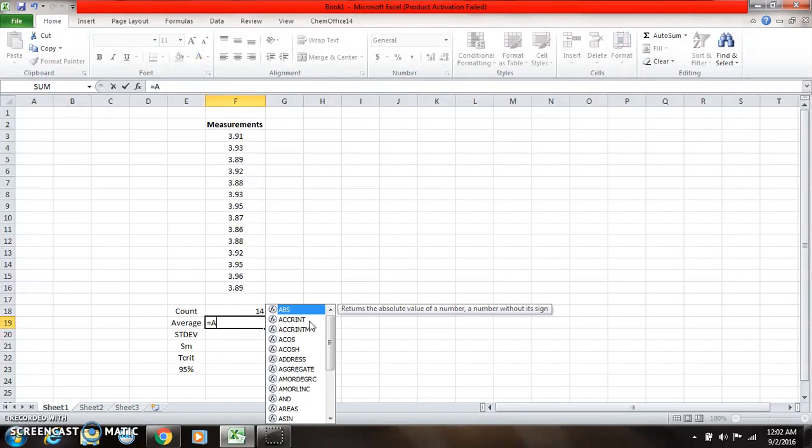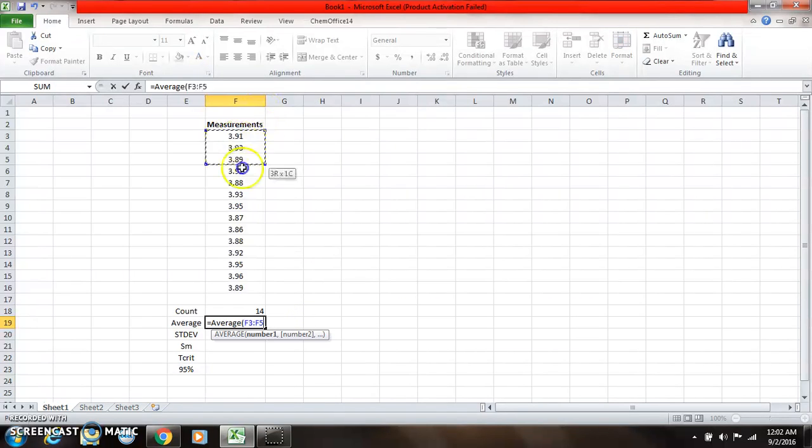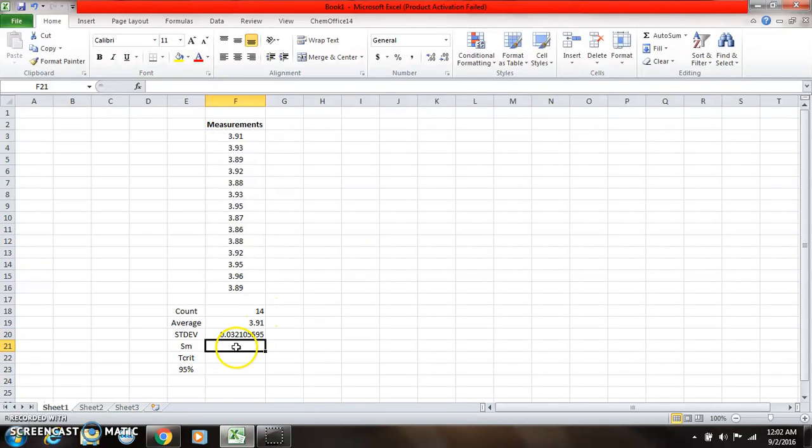We can then calculate the average, which once again is just the average function in Excel. And then we could calculate the standard deviation, which is the STDEV function in Excel. Because this is an average, we'll need to calculate the standard deviation of the average. So that is equal to the standard deviation divided by the square root of the count. And then that is our standard deviation of the average.